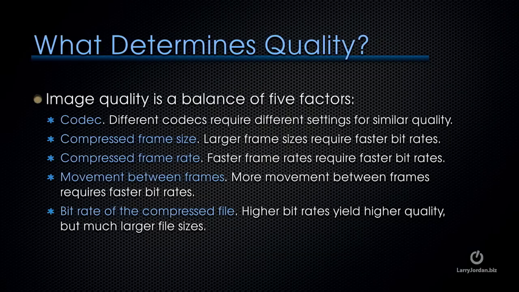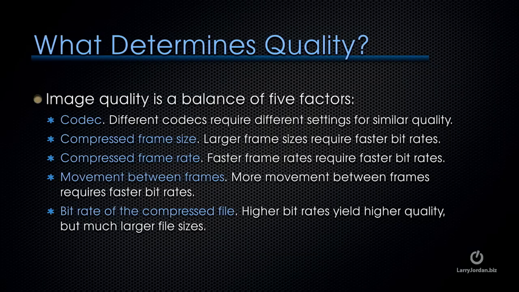which means that image quality is actually a balance of 5 factors: codec, compressed frame size, compressed frame rate, the amount of movement between the frames, and the bit rate of the compressed file. Different codecs require different settings for similar quality. For instance, ProRes requires a very high bit rate, but it's designed for editing efficiency. H.264 has a very low bit rate, but it doesn't have a lot of additional detail that makes color grading or editing particularly efficient.